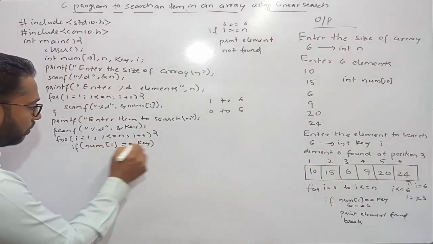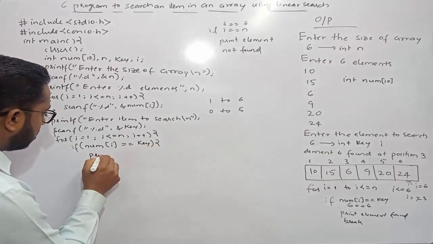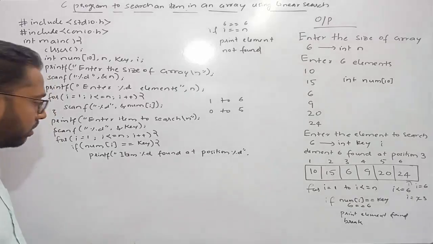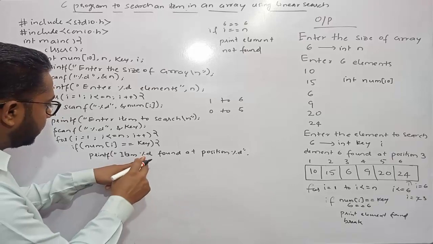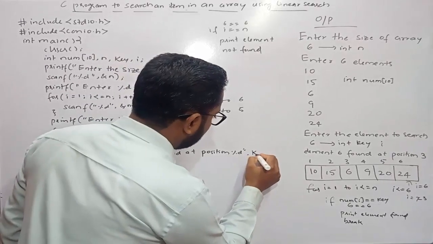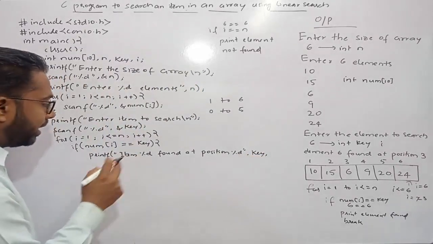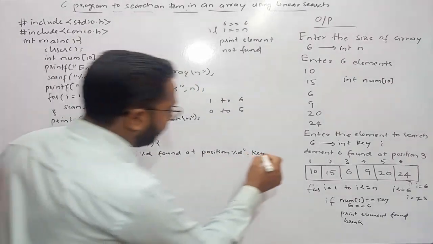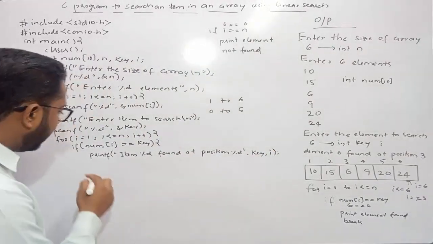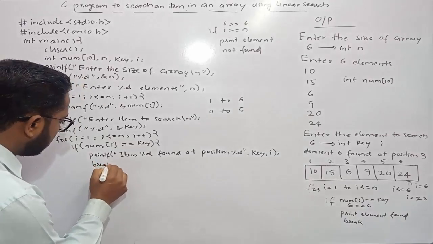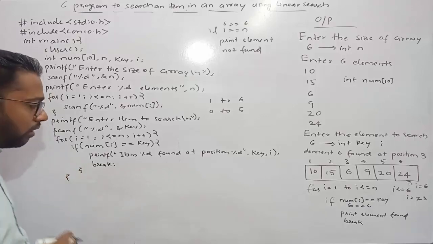If both of these values get matched, then I will display a message, comma, item %d, which means here I need to display the item which is key, the item which we are looking for. Then the position will be indicated with this value of i. Once I found the item, immediately I need to break, and then close the if and then close the for.